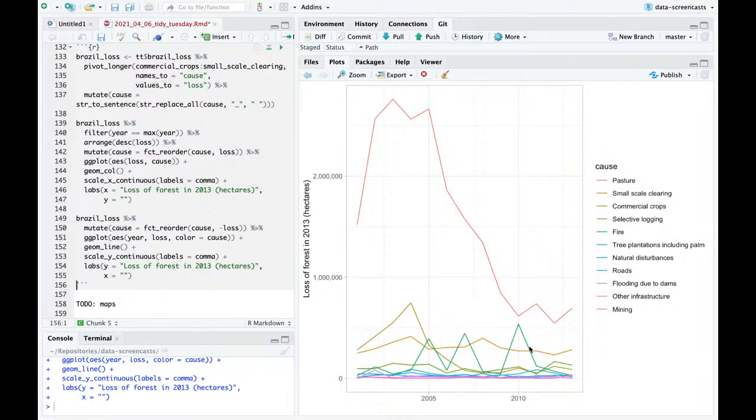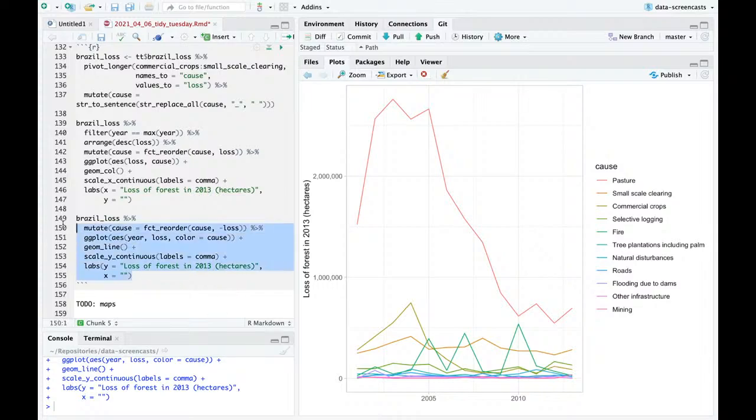Fire has still been an intermittent issue. My understanding is climate change is a risk factor in that. We can also see selective logging, whatever that is, has been increasing a little bit. Just a little bit. We could aggregate some of these together into another. But I think this graph is basically fine.